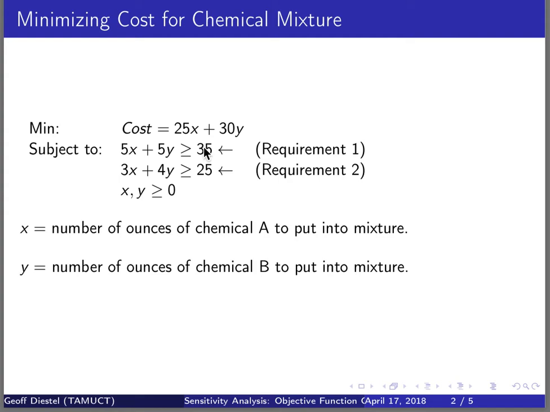Remember, in the last problem we had two constraints, but one of them ended up not being relevant to the feasible set, so it was redundant. So we only had one. In this case, we'll have two.